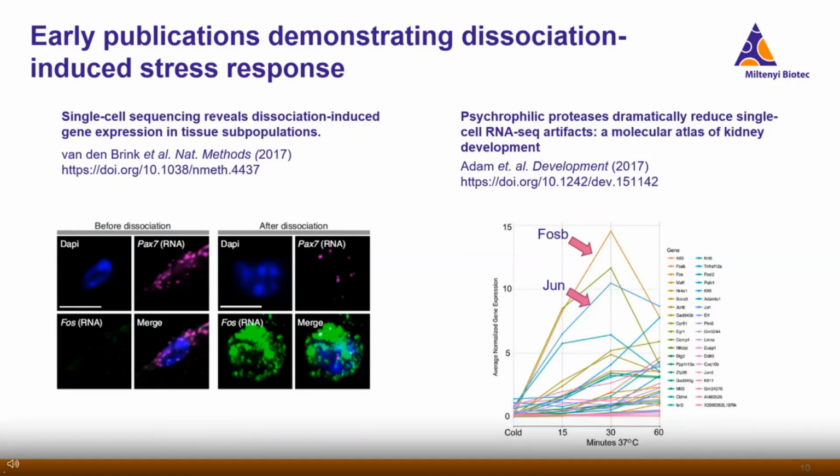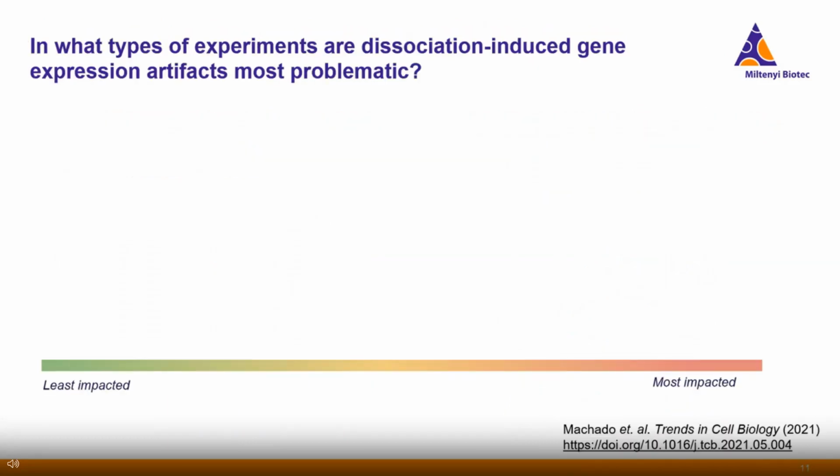So now the question becomes, what are the implications of dissociation-induced gene expression alterations, and what do we do about it? This question was tackled in a really great review paper by Machado et al., where they summarized what we know about the impact of dissociation-induced gene expression artifacts in single-cell sequencing experiments, as well as emerging methods to mitigate these alterations.